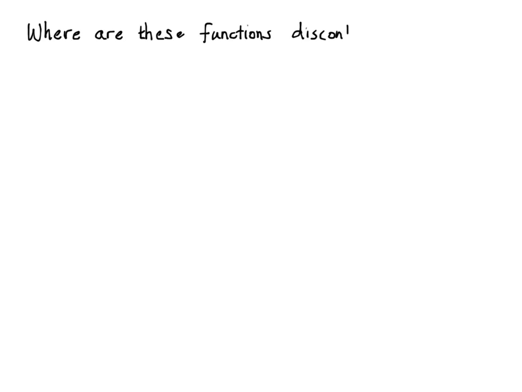Okay, so let's look at a few functions and see if we can decide where they're discontinuous just from their definition. Now, in the book, they'll have a polynomial that's already multiplied out. Just to save a little bit of time, we look at the nature of rational functions in their factored form, because that tells us a lot about it.